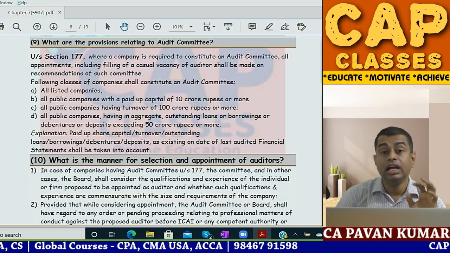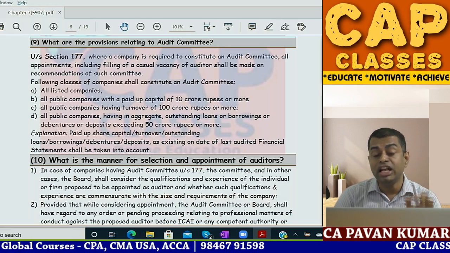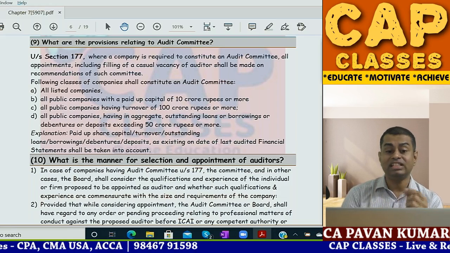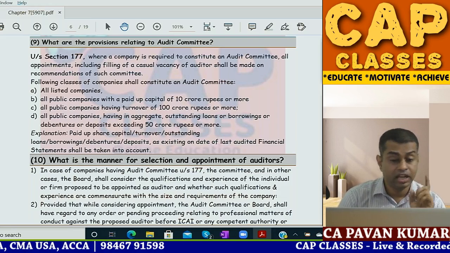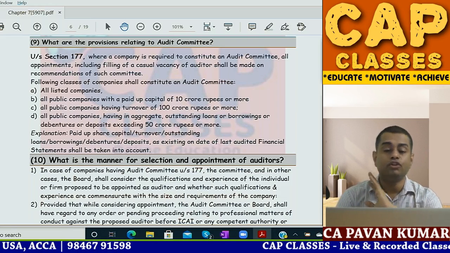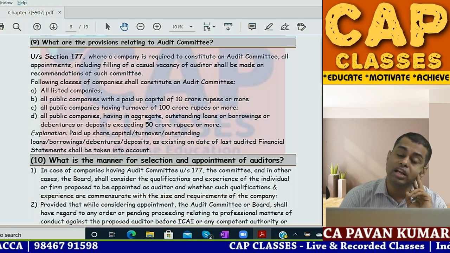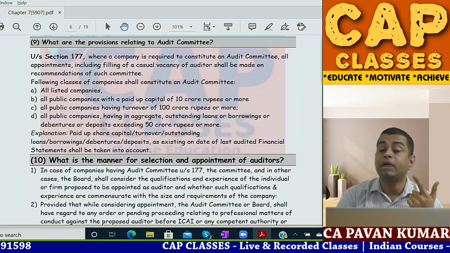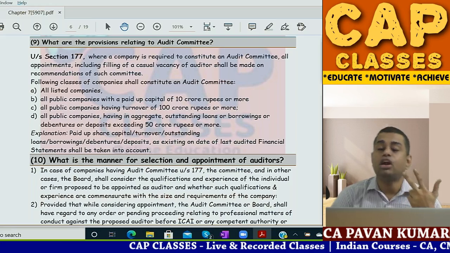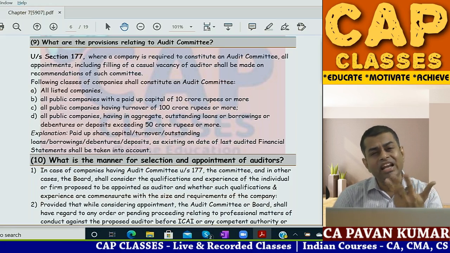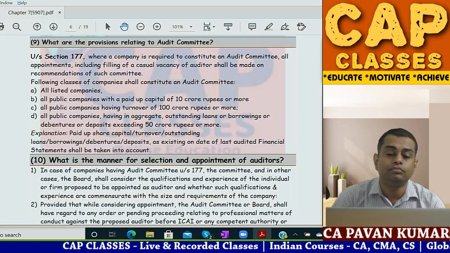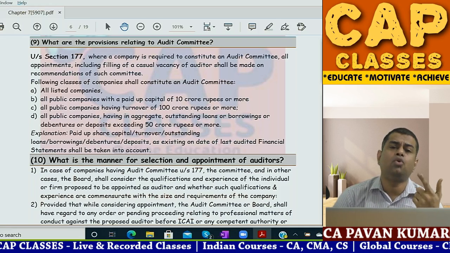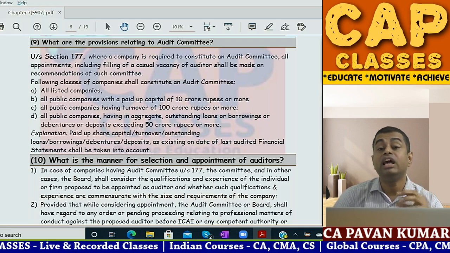Remember carefully, in some of the provisions, they mention only loans from banks and public financial institutions. In some provisions, they add debentures and public deposits also. Be careful. In 177, all types of loans are covered and it should be 50 crores or more. So what are they? All listed companies, public companies having paid up capital of 10 crores or more, public companies having turnover of 100 crores or more, public companies having any type of long-term debt which is 50 crores or more. You understand?